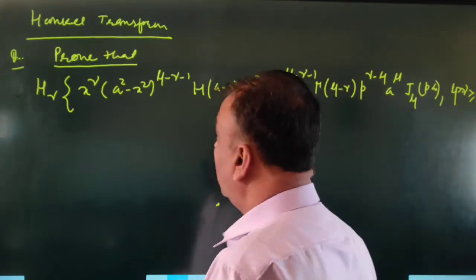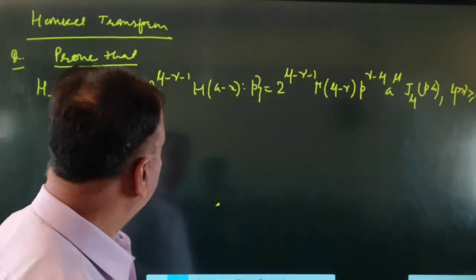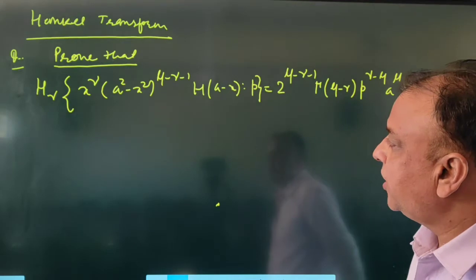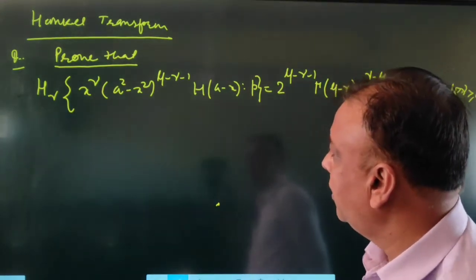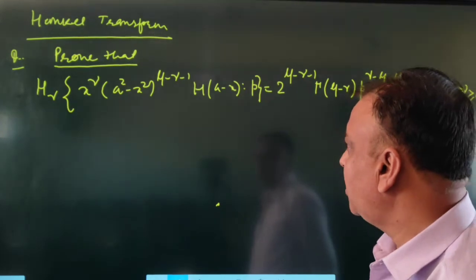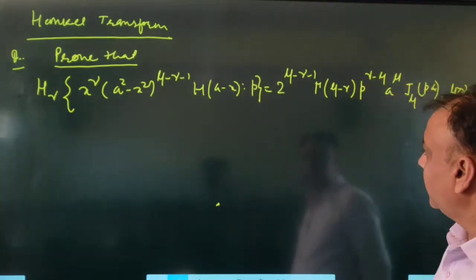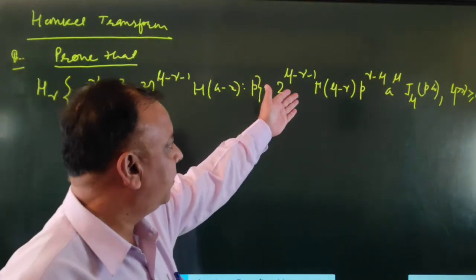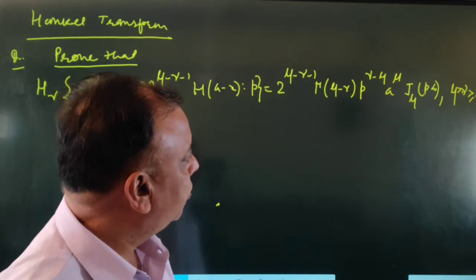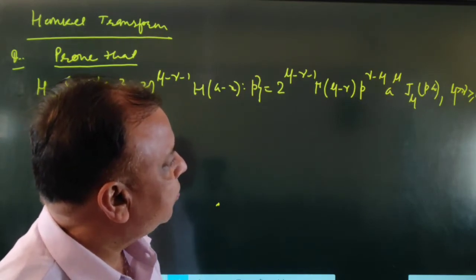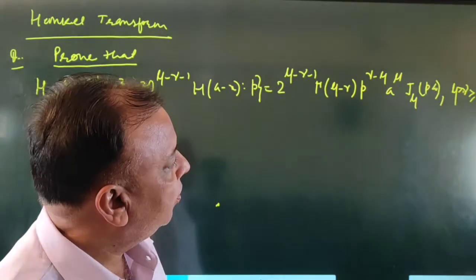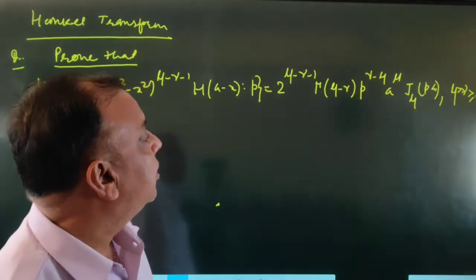For this, we have to prove that the Hankel transform of order nu of the function x raised to nu, (a square minus x square) raised to mu minus nu minus 1, H(a minus x), with respect to parameter p, is equal to 2 raised to mu minus nu minus 1 gamma of mu minus nu, p raised to mu minus nu, a raised to mu, J mu of pa, where mu is greater than nu and both are greater than or equal to 0.